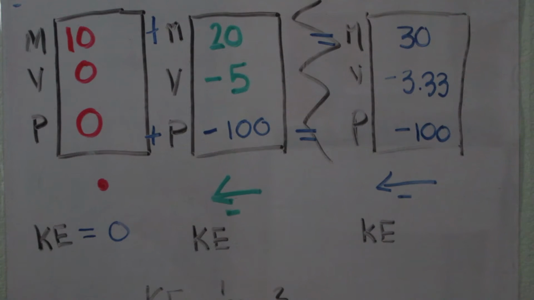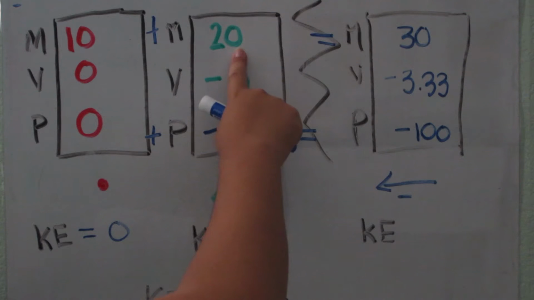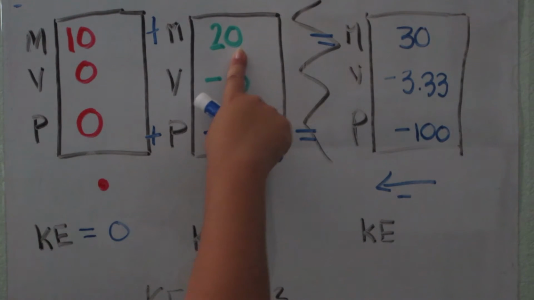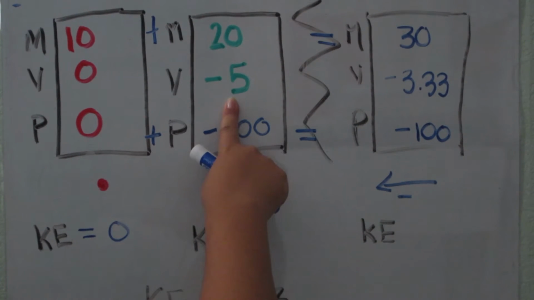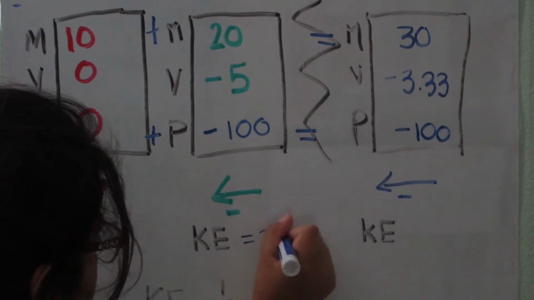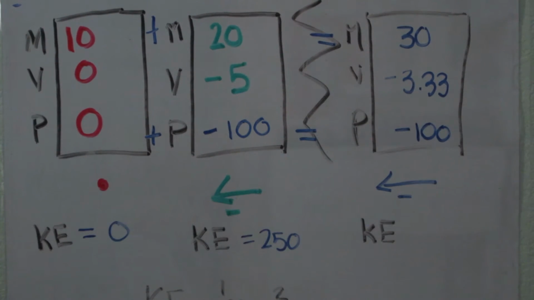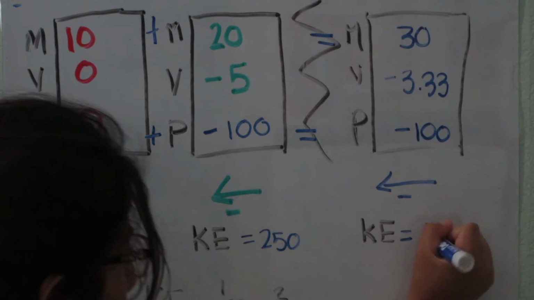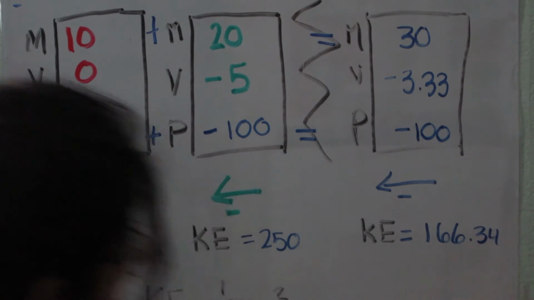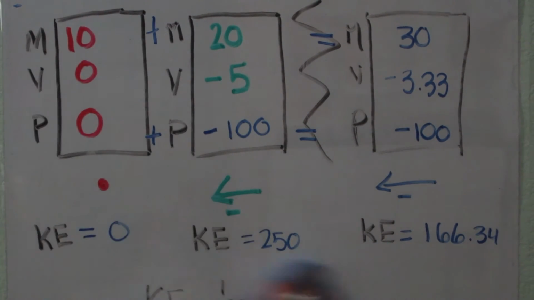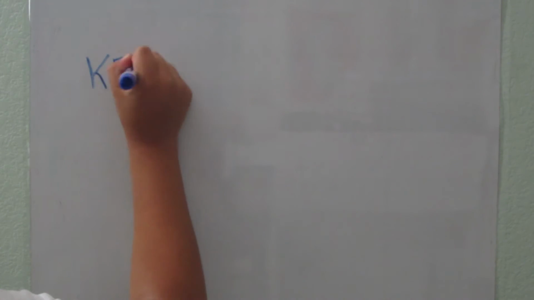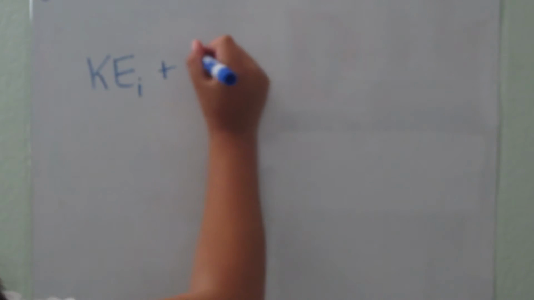So we take half of the mass, which is 20, times velocity squared, which is -5 squared, and we get a total of 250. And for the final kinetic energy, it's half times mass times velocity squared, which is half times 30 times -3.33 squared, which is 166.34. So in order to demonstrate that there is a loss of energy sometimes during collisions, you use the equation.